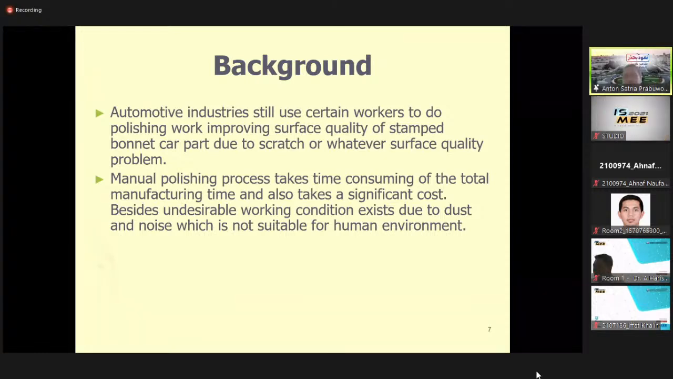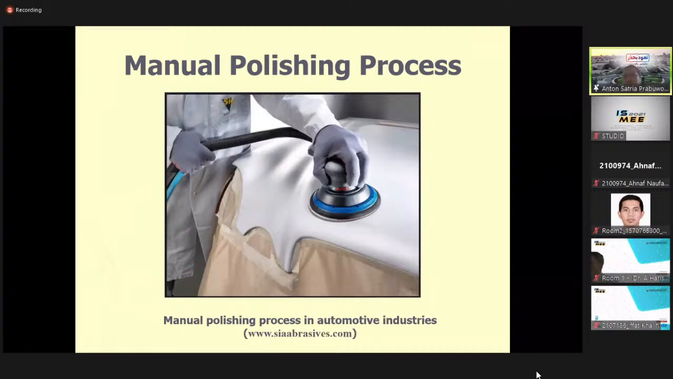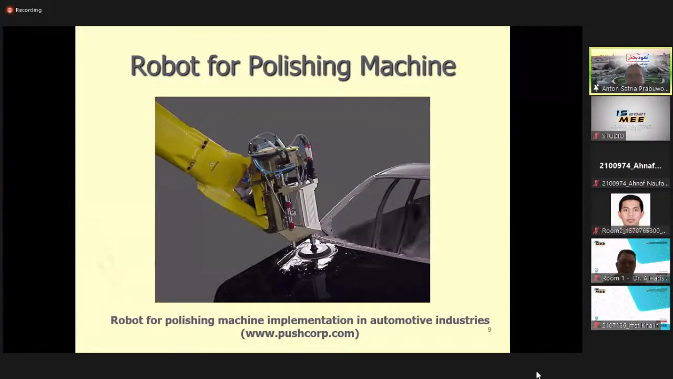So this is a picture of the manual polishing process performed by human operators, as you can see. They perform this kind of polishing in order to make the surface smooth and to remove some defects on the top of the body of the car when the polishing process is performed in automotive industries. And this is the robot, for the same purpose, actually, to polish the surface of the car body.